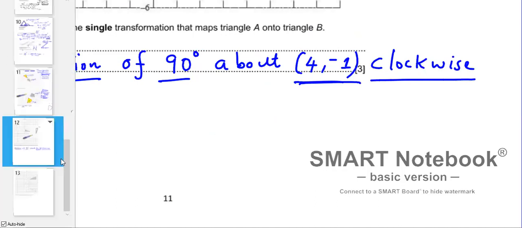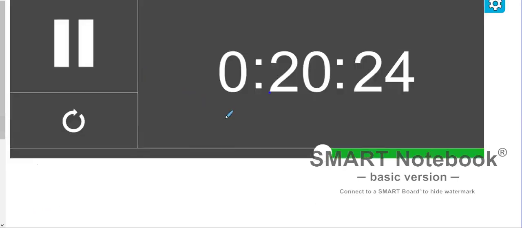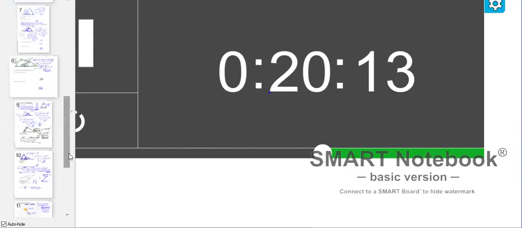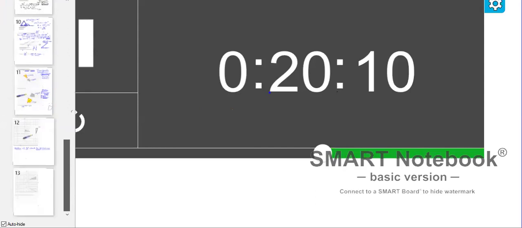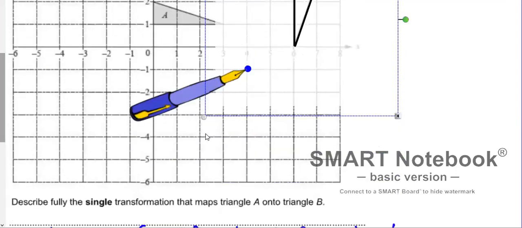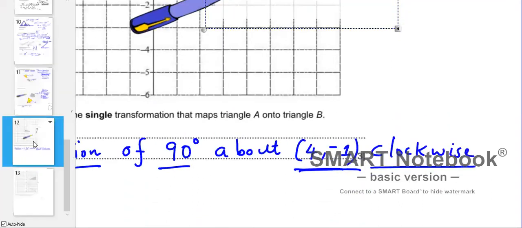All right, let us continue and see what is happening here. Right, so we are good to go. We are left with somewhere around 20 minutes. Let us continue with some other questions. All right, so that part was done. So here we go. Describe fully the single transformation. This question was done. Let me check another question here.